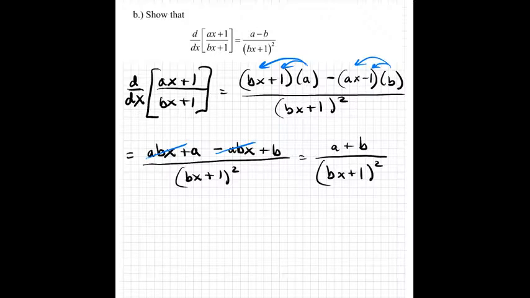Negative ABX. Is that supposed to be? Oh, I see where I made my mistake. That's supposed to be a plus right there. Let me highlight it. So this is supposed to be a plus. I just wrote the top wrong. That red is where I made my mistake.